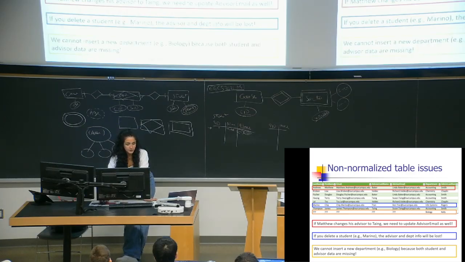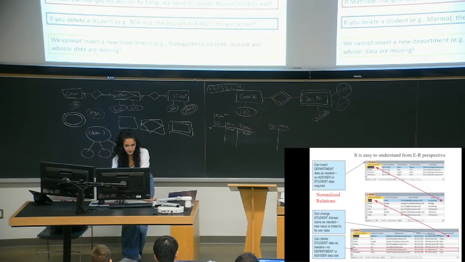Third problem, we cannot insert a new department because both the student and advisor data are missing. So let's say you build a new department at York University, Department of Biology. You can't add that because there are all these missing values here.